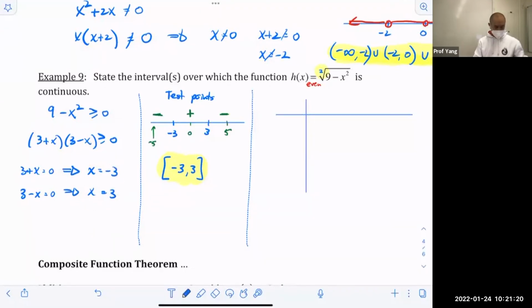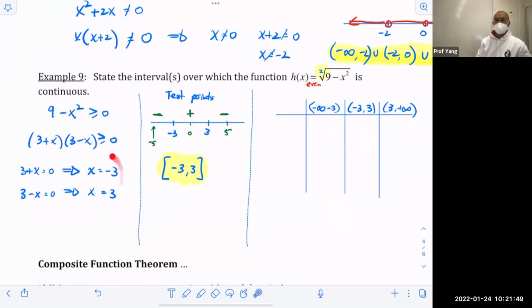The 3 pieces come from finding these zeros right here. So when I chop my domain up into 3 pieces, it's going to go from -infinity to -3. That's the first piece. It's going to go from -3 to 3. That's the second piece. And the third piece is going to be from 3 to +infinity. So all I did is take my domain and cut it up into the different pieces according to the zeros that I found over here. That makes sense to everybody?